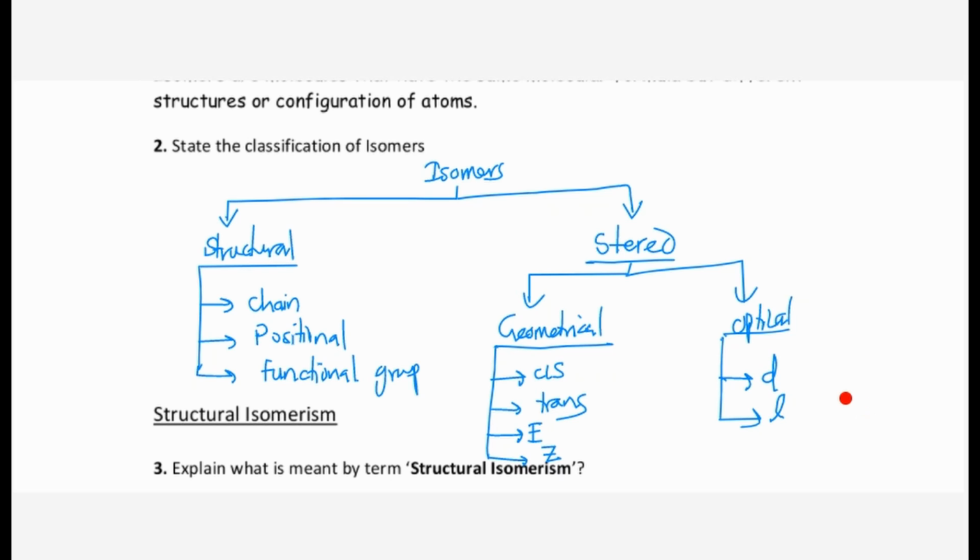Now, these optical isomers are not studied at this level. Optical isomers we will be studying only in A2, but you should know them as a classification of the isomers. Stereoisomers are geometrical and optical, and we'll be studying only structural isomers and geometrical isomers at this stage. We will not be studying optical isomers. That is done in A2. Right? So please copy this classification of the isomers.